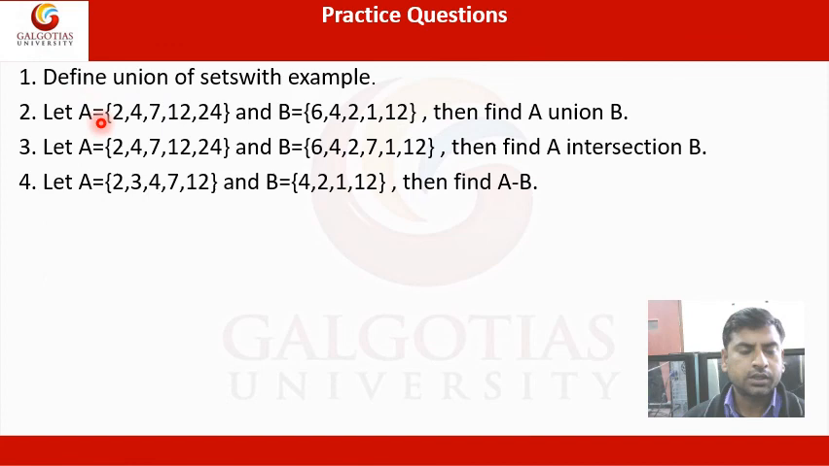So this is the exercise. First, define the union of sets with an example. Second, two sets are given, and you have to find the union of A and B. Third, two sets are given and you have to find the intersection of these sets. And fourth, two sets are given and you have to find A difference B.